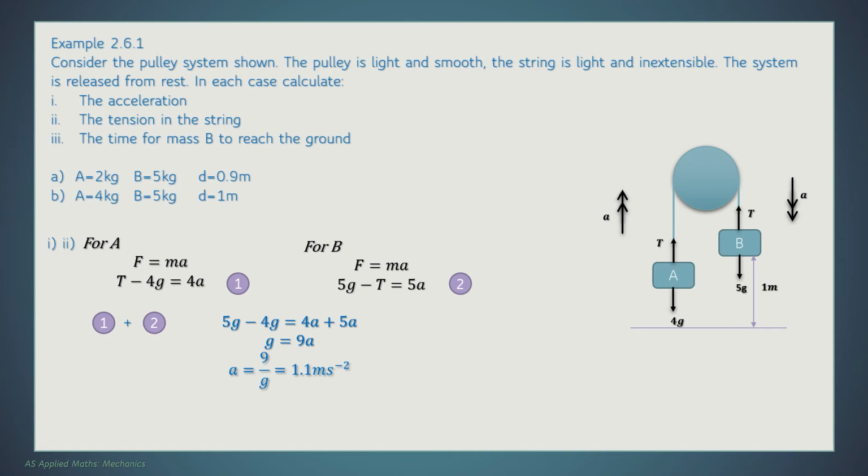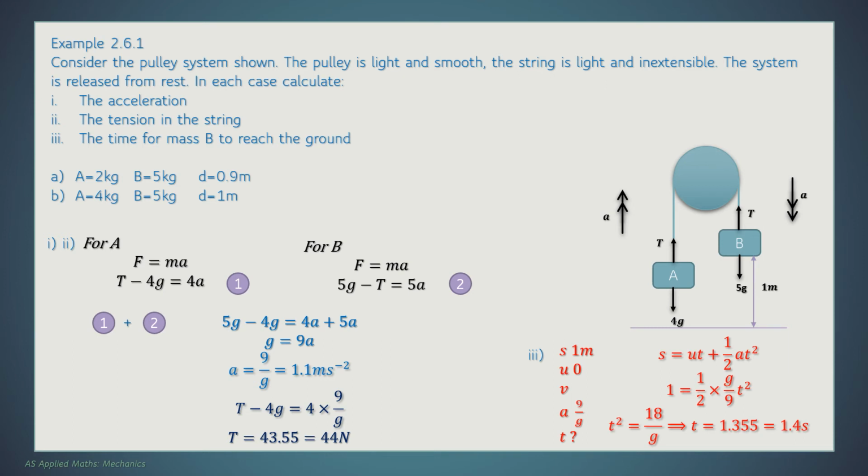Then we've got a is equal to 9 over g, which is 1.1 metres per second squared, to two significant figures. Substitute into either equation. One is easier because T is positive, and you will get the answer of 44 newtons for tension. For part 3, mentioned time, we're doing SUVATs. S is 1, u, because it's at rest, is 0, the acceleration is 9 over g, and time is what we're looking for, and that leads us to 1.4 seconds.